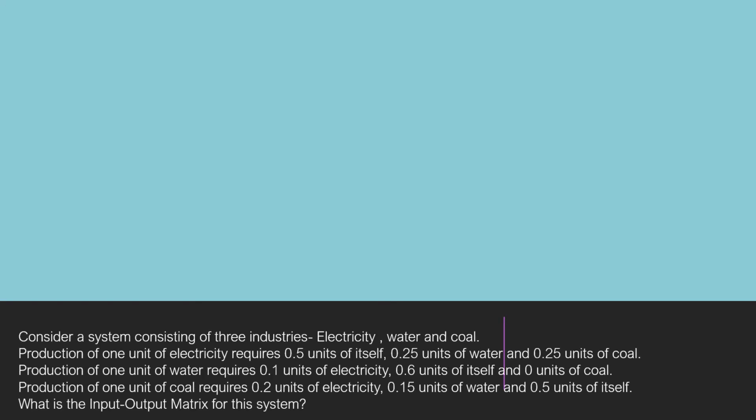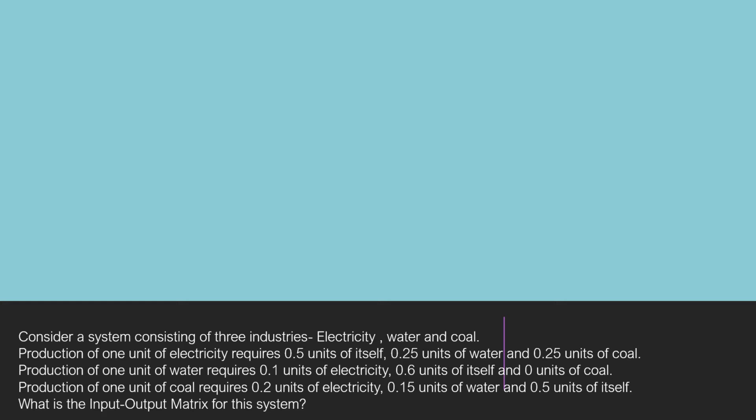So to understand this model, let us consider an example. Let us consider a system consisting of 3 industries: electricity, water, and coal. It says the production of 1 unit of electricity requires 0.5 units of itself, because it is needed to produce 1 unit of its own product, and 0.25 units of water and 0.25 units of coal.